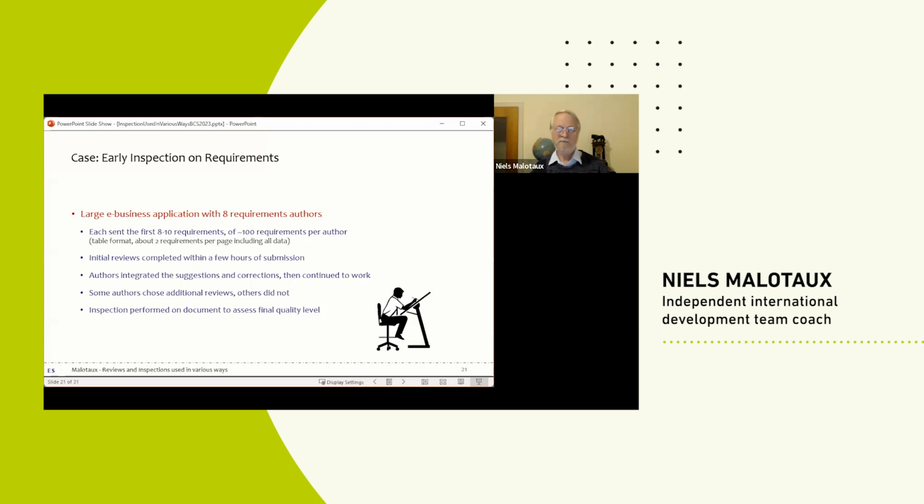Two examples from Eric. One, a large e-business application with 8 requirements authors. Whether that is appropriate is another story. Let's not go into that for the moment. Yeah, because we're talking now about the process of how inspection can help us. So each of these 8 authors sent the first 8 to 10 requirements. So in total, there were about 100 requirements per author, and they sent the first 10%.